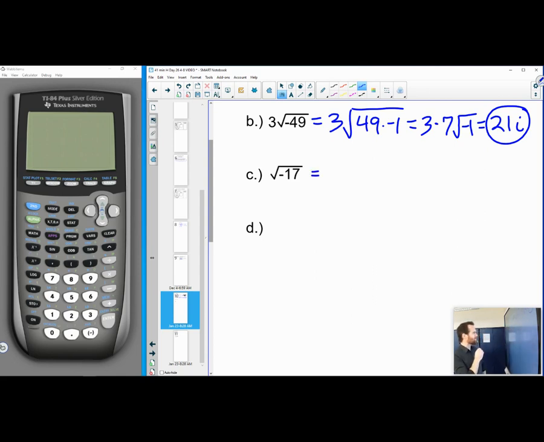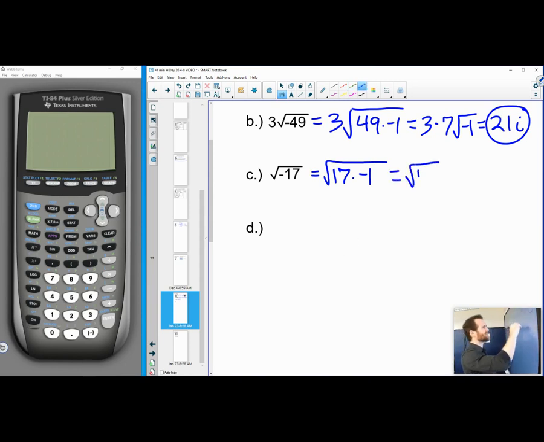Now this one has me a little concerned. Well, first let's deal with the negative. So let's rewrite this as the square root of positive 17 times negative 1. This 17 is not a perfect square, and I don't see any perfect square factors of 17. 17, I believe, is prime. So we can't do anything with that.